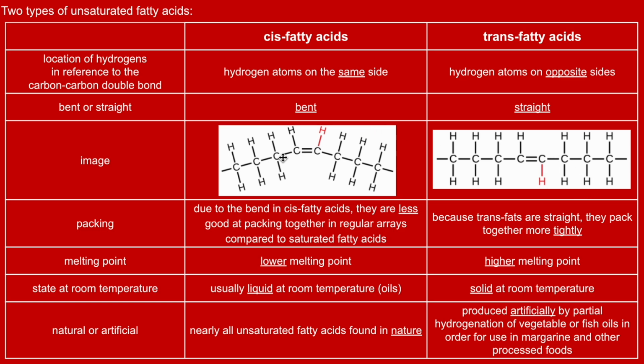Versus picture if those spaghettis had a bend. You might be able to get 4 or 5 in there, instead of hundreds. And so this is going to just prevent that tight packing. It's going to be much healthier to have those cis fatty acids. And that's going to be nearly all the unsaturated fatty acids found in nature, usually liquid at room temperature, versus trans fatty acids, which are solid at room temperature.